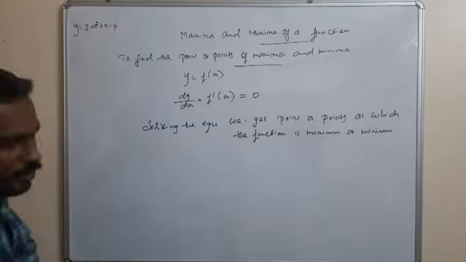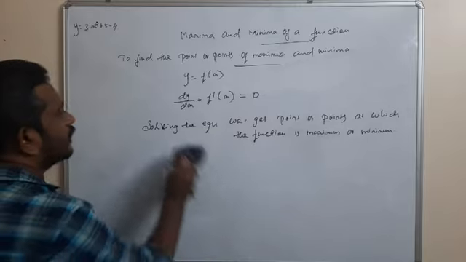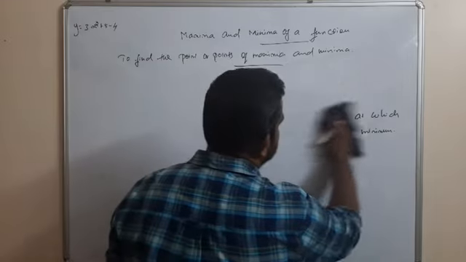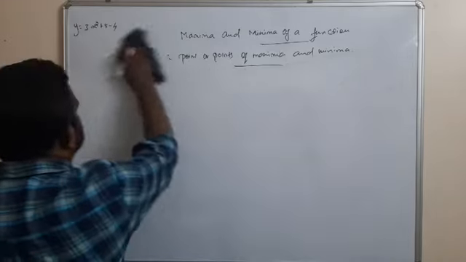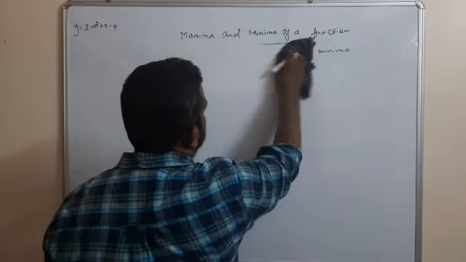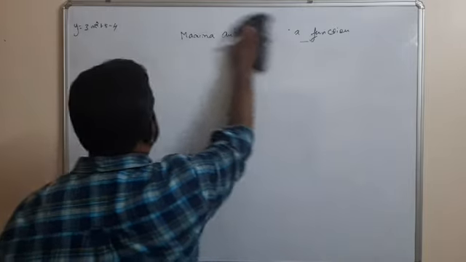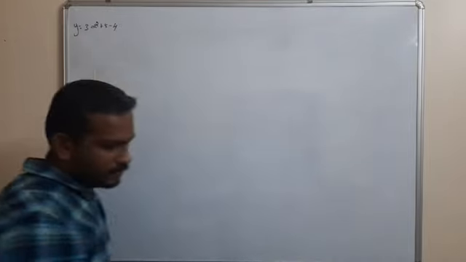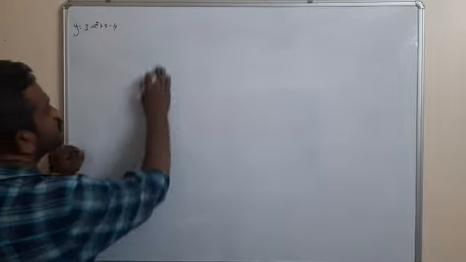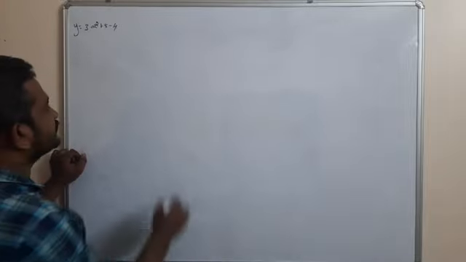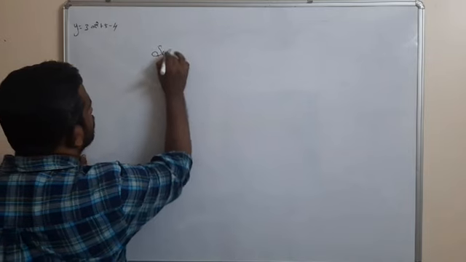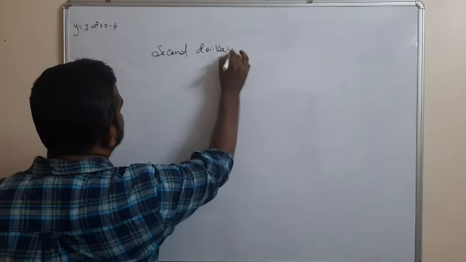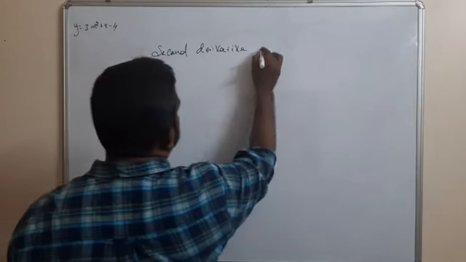Now the second step is, at a certain point we have to find whether the function is maximum or minimum. For that we are using the second derivative check.